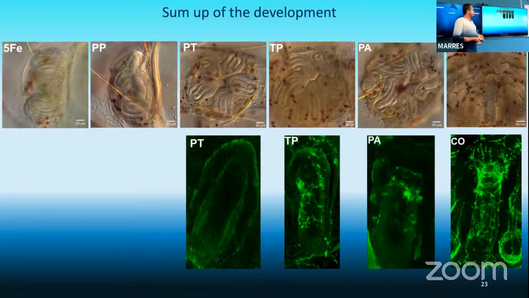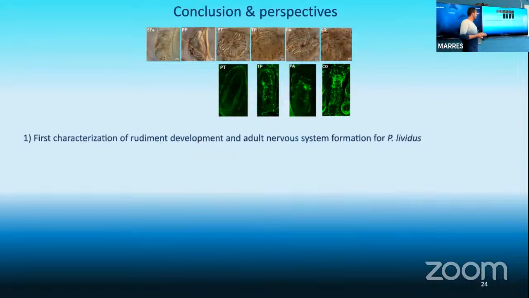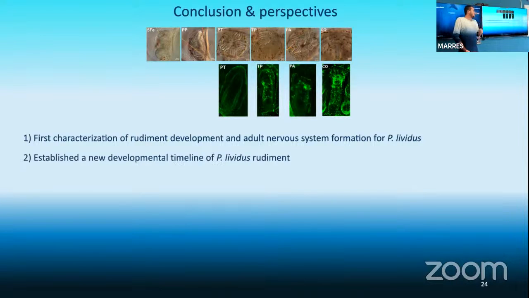So in terms of conclusion and perspective, my work has constituted the first characterization of the rudiment development and adult nervous system formation of Paracentrotus lividus. Here I only show you the podia part, but the definitive spine, for instance, and other structures have been investigated. Also, it helps us to establish a new developmental timeline of Paracentrotus lividus rudiment development.